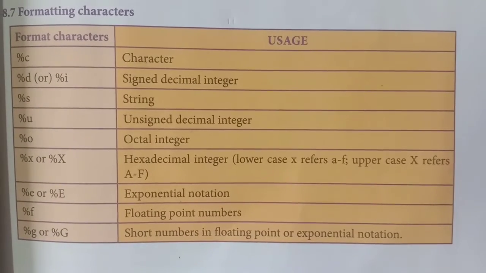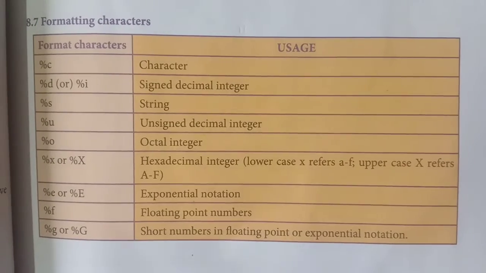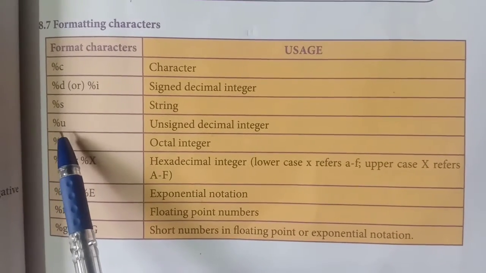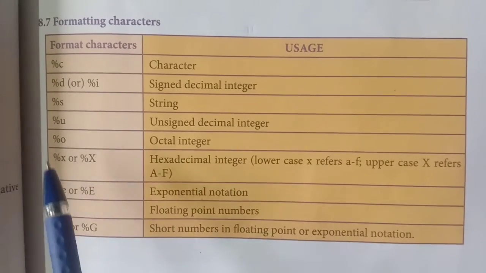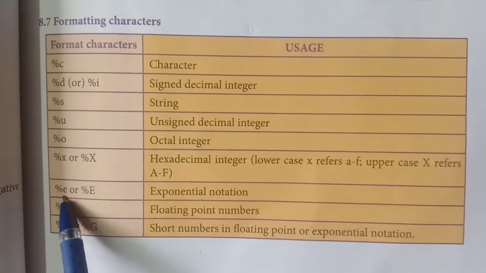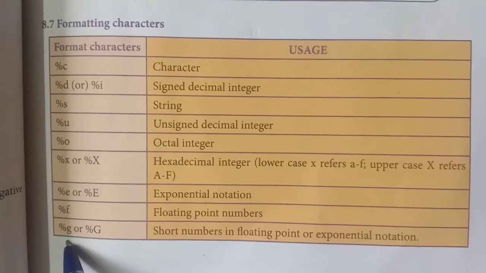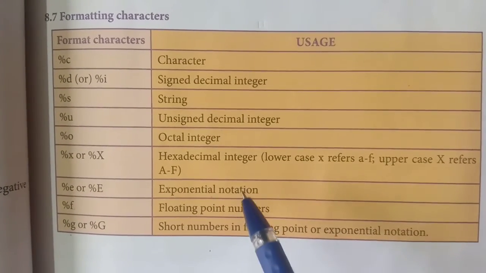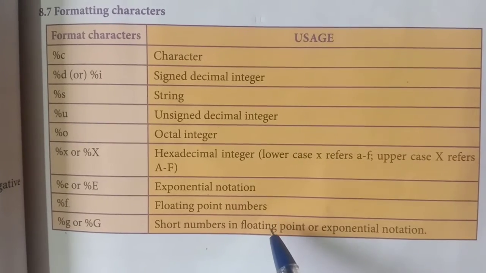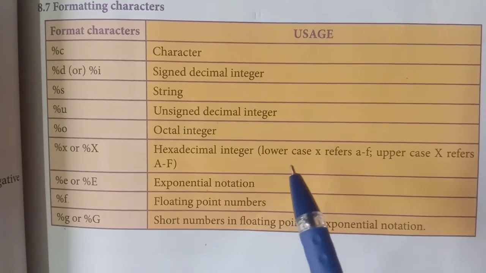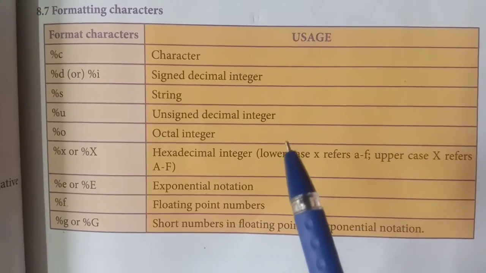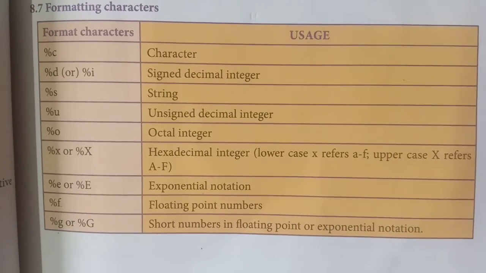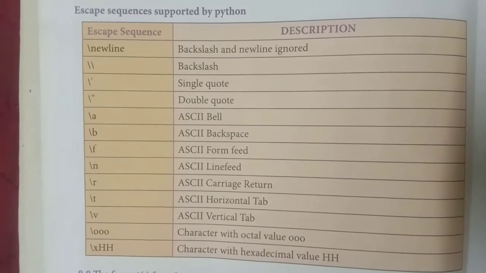These are the formatting characters which we use: percentage C, percentage D, percentage S, percentage U, percentage O, percentage X, percentage E, percentage F and G. These are for different types of integers, characters and decimal values. When you want to convert one type of data value into another type, we make use of these formatting characters.